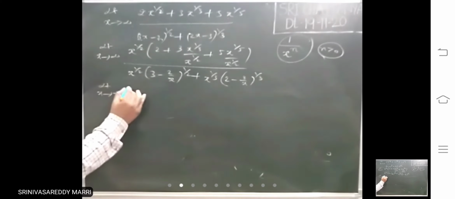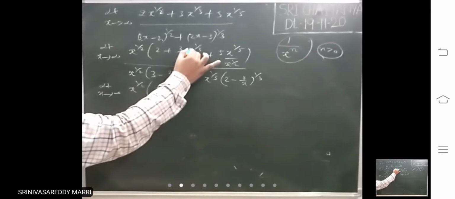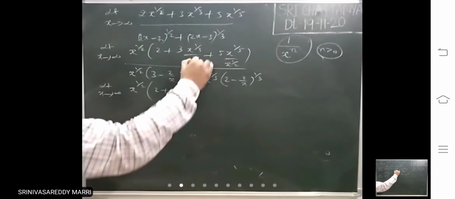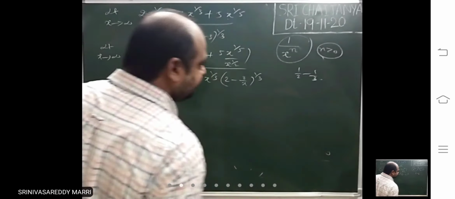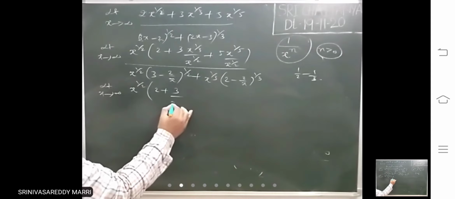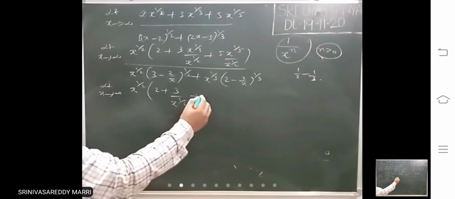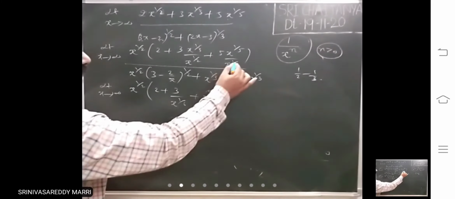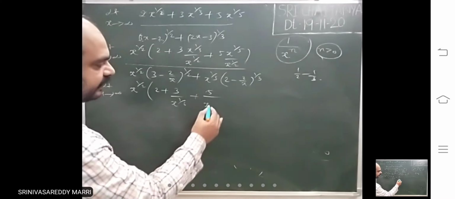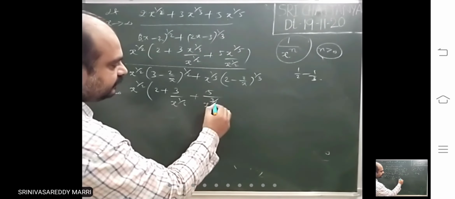Limit x tends to infinity, x power 1 by 2 into. Now, this is highest. Bring it to the denominator. What will become of 1 by 2 minus 1 by 3? That means 1 by 6. This x will be remaining in the denominator, then that will become 0. That's why I have taken the highest common. Divided by 1 by 2 minus 1 by 5, that means 3 by 10.